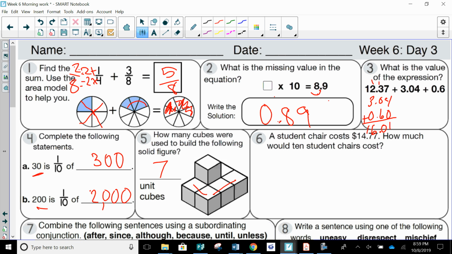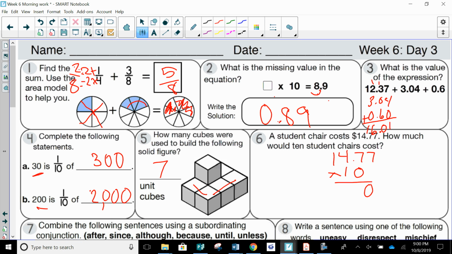Okay. Number 6 says a student chair costs $14.77. How much would 10 student chairs cost? Okay, we haven't talked about multiplying with a decimal, but it's no different than anything else. So if I take 14 and 77 cents times 10, well, all of those are going to be 0 for the first one. So I know I'm going to have a 0 at the end of my number, right?